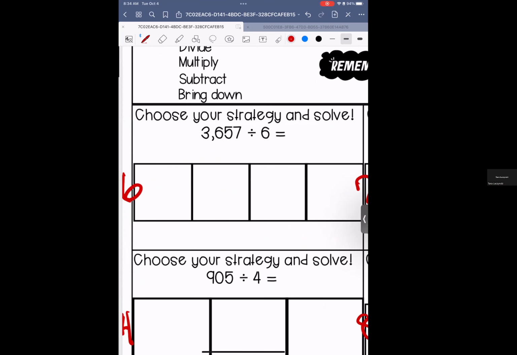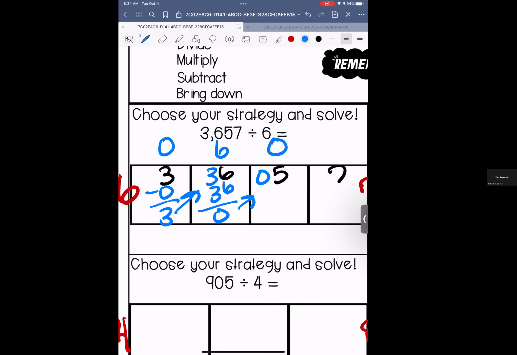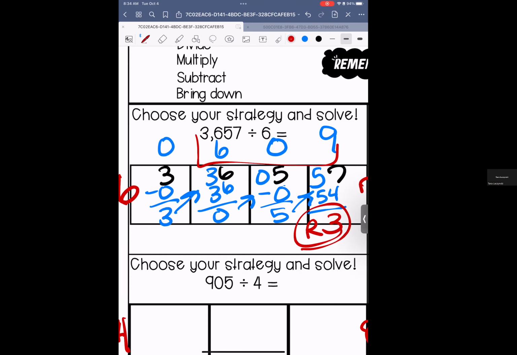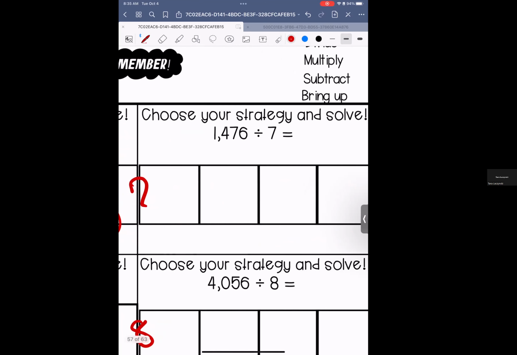So let's take a look at our first one. We are dividing 3,657 by 6. 6 does not go into 3, but it does go into 36 6 times because 6 times 6 is 36. Subtract for 0. It does not go into 5, but it does go into 57. 9 times is 54. I have 3 left over. It's smaller than 6. That remainder is just fine. 609, remainder of 3.